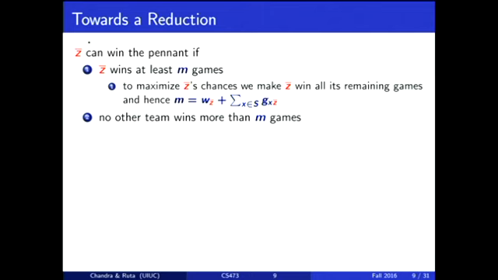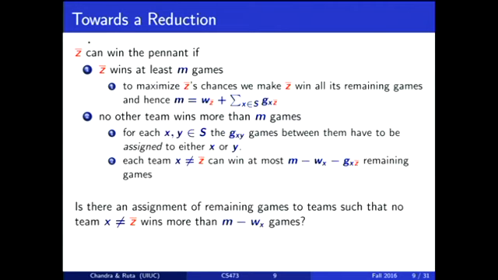Now we have to decide that no other team should win more than this M games, right? We know the number M, it's 92 in the previous example, right? Okay, so how do we model this? What does it mean, really? For each pair of teams X and Y, there are GXY games that they have to play between each other, and we have to assign each game to either X or Y, because if two teams play, one of them has to win, right?